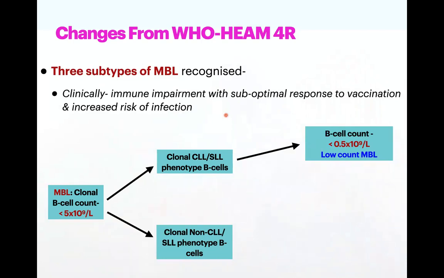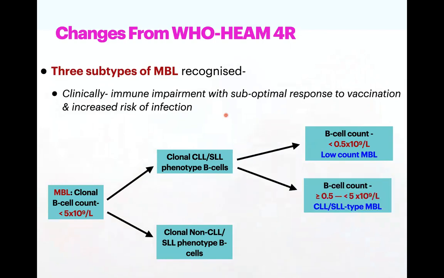One is when the B cell count is less than 0.5, or 500 per microliter, and it is called low count MBL. The second category is when the B cell count is more than 500 but less than 5,000, and the clonal phenotype is that of CLL, SLL, then it will be called CLL, SLL type MBL.